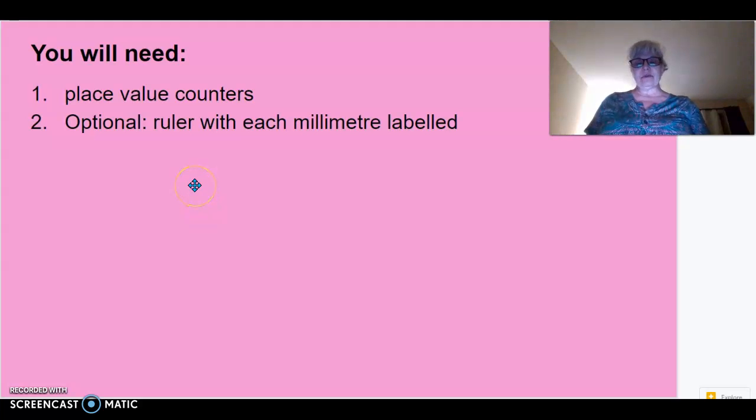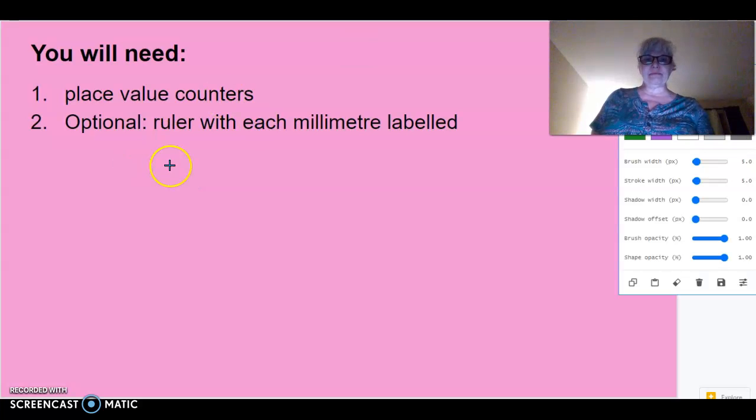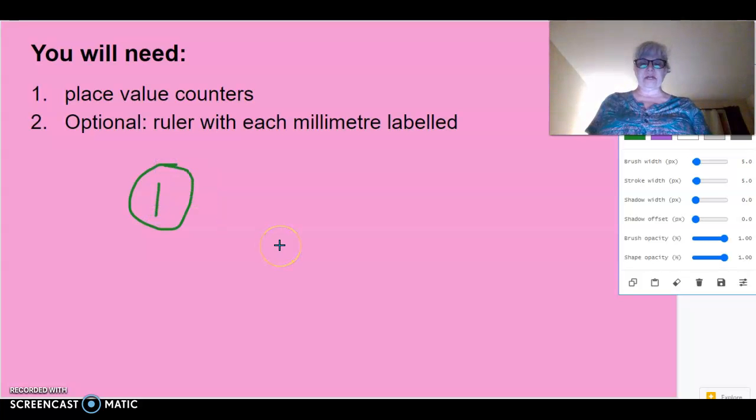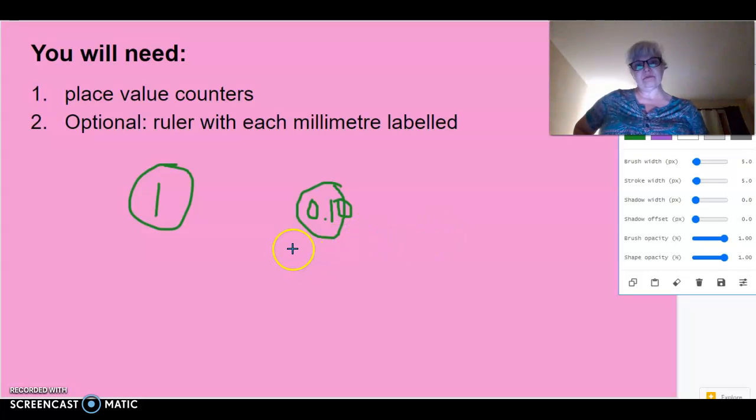All right, if you don't have the place value counters though, you can use your whiteboard and make your own. Okay, so if you use a 1 place value counter, you've got a 1 like that. But if you're using the fractional parts or the decimals, 0.1 is equal to each tenth. Okay, 0.10 is equal to a tenth.